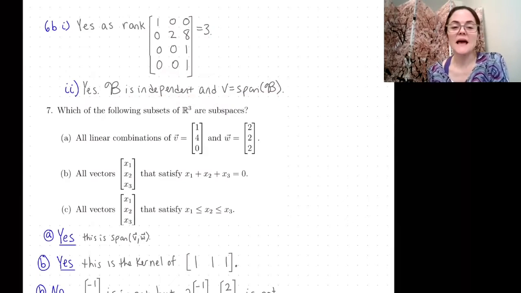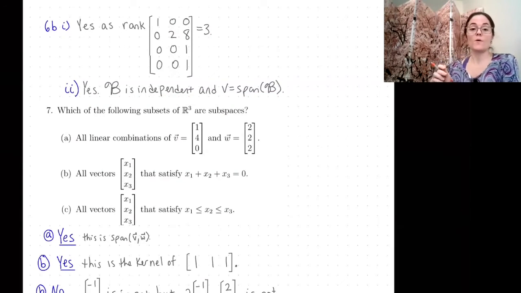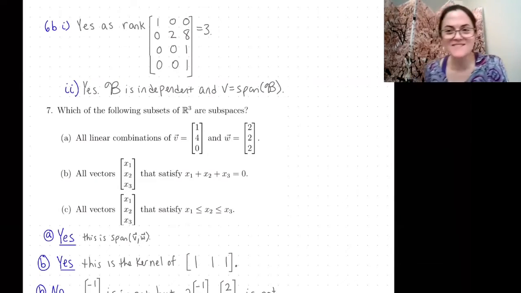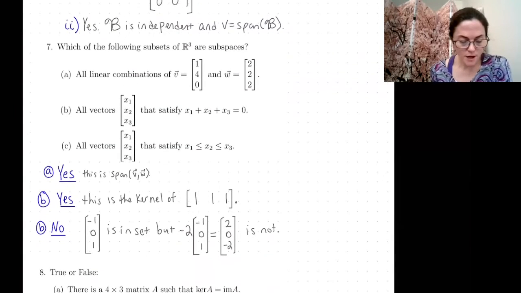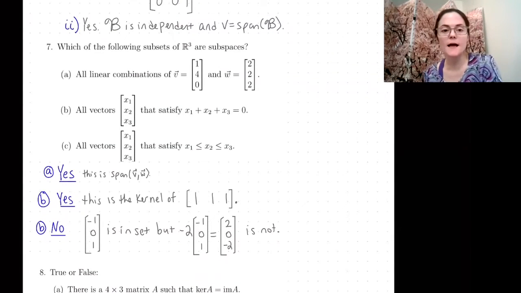Okay, we have one more, and this is 3.1. This is the very start of the material, I think. 3.1 is, 3.2, excuse me. But this is chapter 3, subspaces. Which are subspaces? And justify.